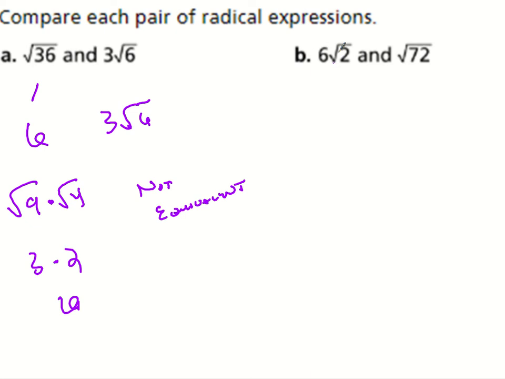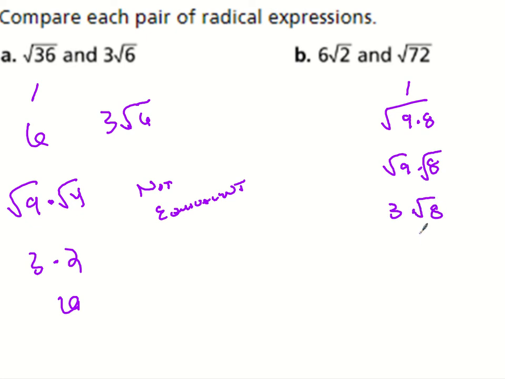These two right here, well, I have 6 square root of 2. I can't break down the square root of 2 anymore. The square root of 72, though, let's see, there are a few ways I could write this one. But the first thing that comes to my mind is 9 times 8. So that's the square root of 9 times the square root of 8, which is 3 times the square root of 8.